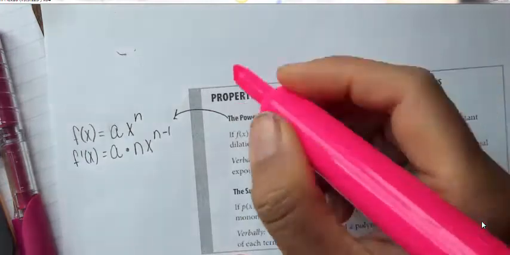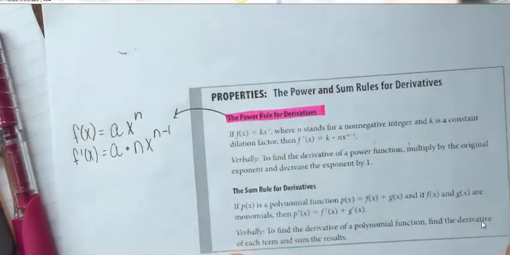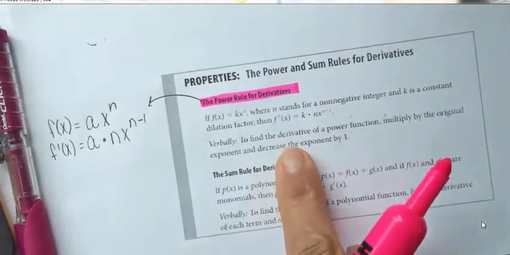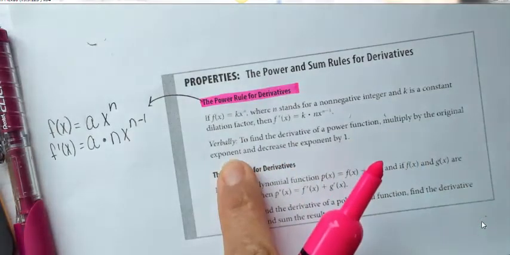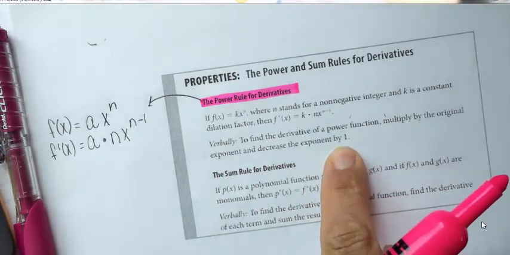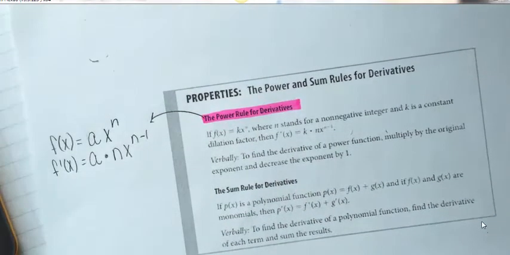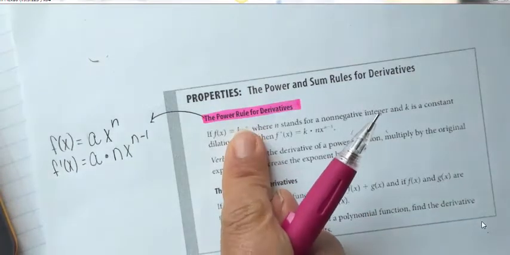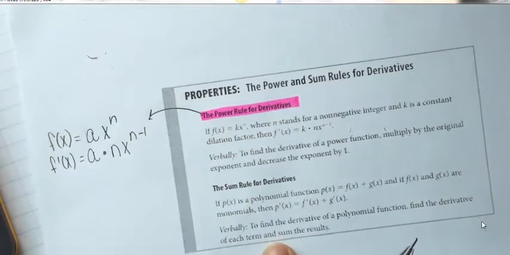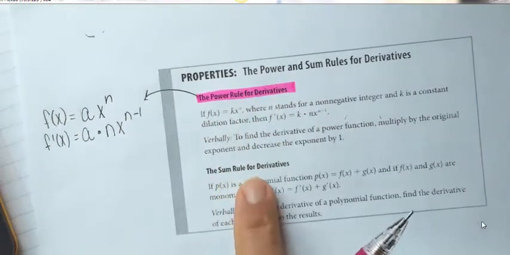Power rule is super, super helpful. Okay, and so to find the derivative of a power function, multiply by the original exponent and decrease the exponent by 1. So let's go back to, let's go ahead and use that real quick, this power rule. We're going to actually use the power rule and the sum rule for derivatives at the same exact time.